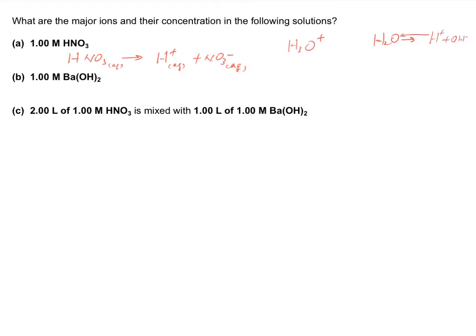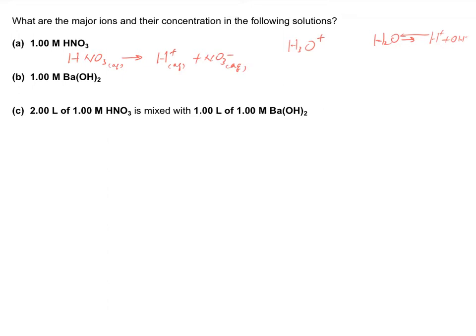So from this information, we know that in this solution we also have OH minus, hydroxide ion, but the concentration of OH minus is extremely low. It's very, very low, so we will not consider its concentration, and therefore it is not a major ion. If you understand this part, then it will be much easier to do the following problems.